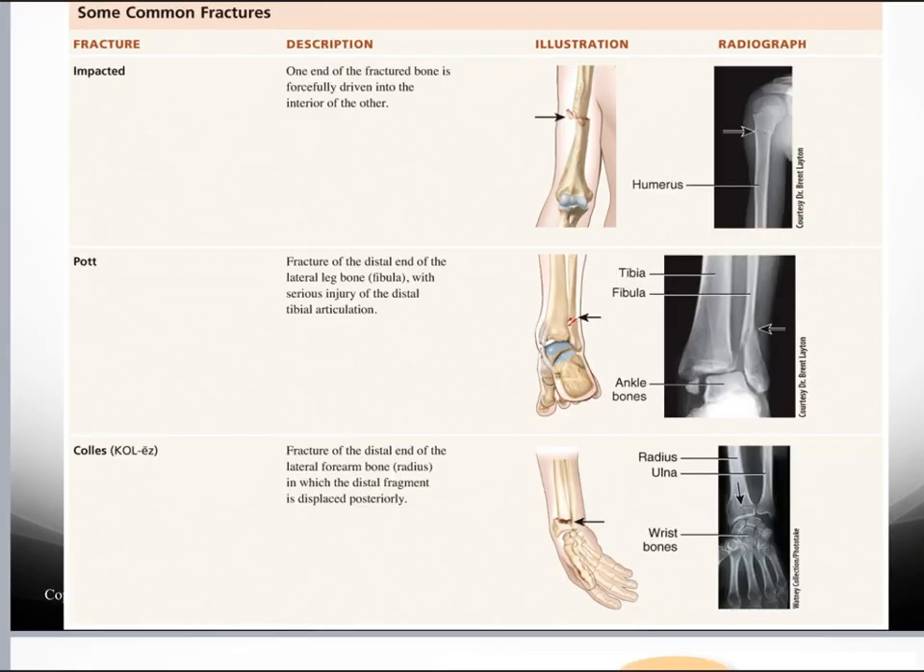Another type of fracture we can look at is an impacted fracture, where one end of the fractured bone is forcefully driven into the interior of the other. Another fracture is a Pott's fracture. If you've ever rolled your ankle and maybe broken your fibula, this is a Pott's fracture. It occurs at the distal end of the lateral leg bone, which is known as the fibula, and can also cause serious injury of the distal tibial articulation. One of the last fractures we're going to look at is a Colles fracture. This is a fracture at the distal end of the lateral forearm bone, the radius, in which the distal fragment is displaced posteriorly.